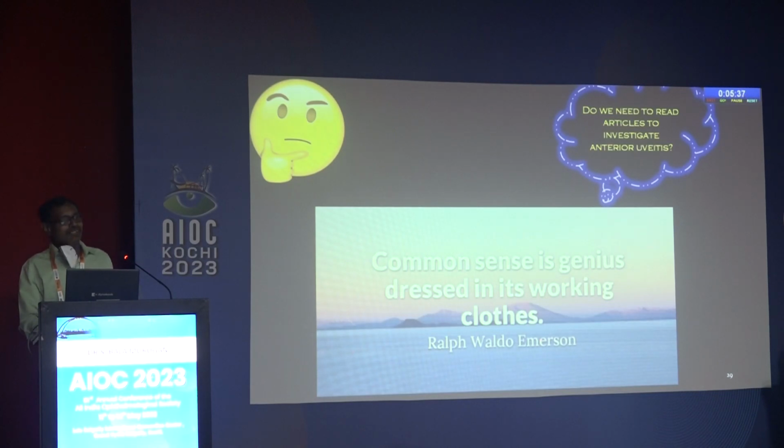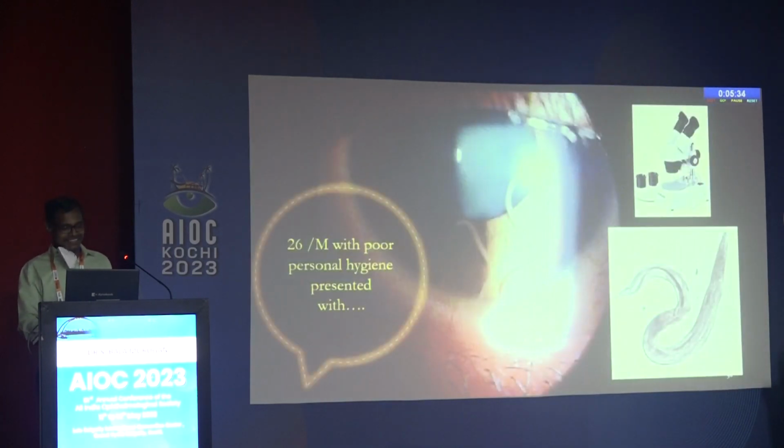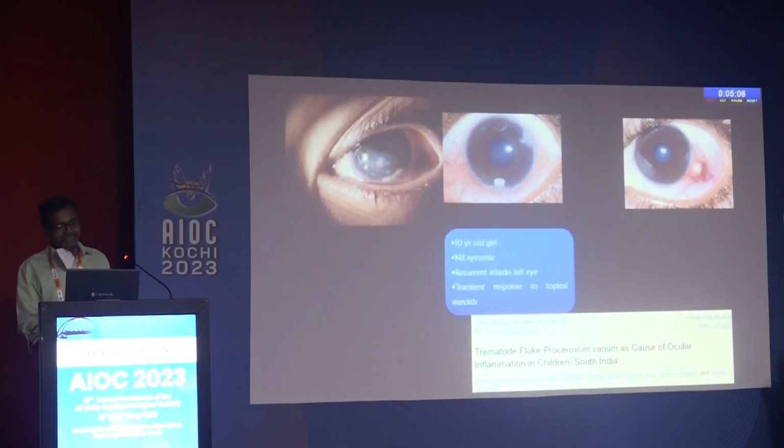And sometimes common sense is very, very important. You don't have to read a lot of articles to order investigations. If you see a patient with a worm in the anterior chamber, what test are you going to order? Nothing. You just take the patient to the OR, remove the worm and examine the worm under the microscope. The job is done. Don't do all the fancy stuff at this point. What else do you have to do? Advise on poor personal hygiene, give health education and anti-helminthics to prevent systemic infection as well.